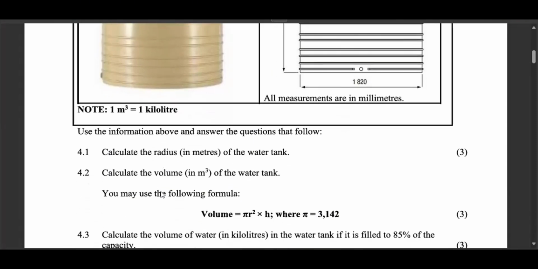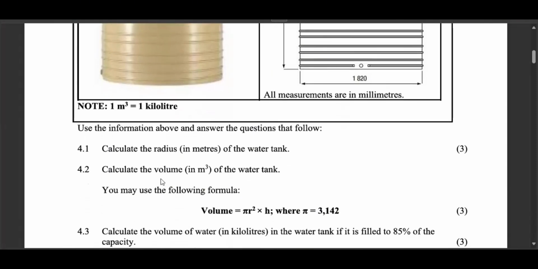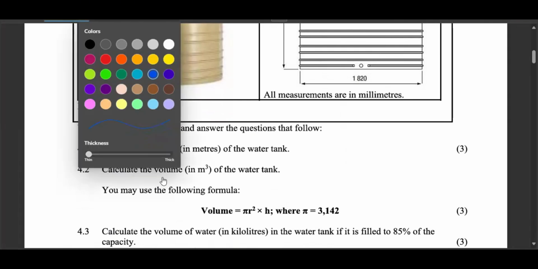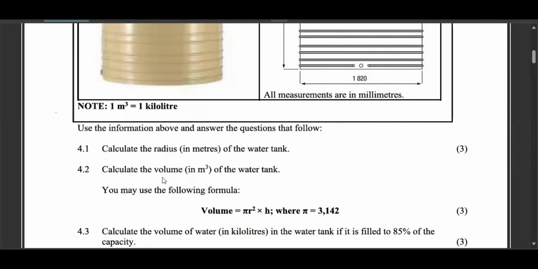Okay, we are continuing and we are saying, calculate the radius in meters of the water tank. 3 marks. Now, they are asking for the radius. Remember, radius is the diameter divided by 2. But look at the diameter that we have. It's in millimeters. The answer is needed in meters. What do we do? We need to convert before we proceed.